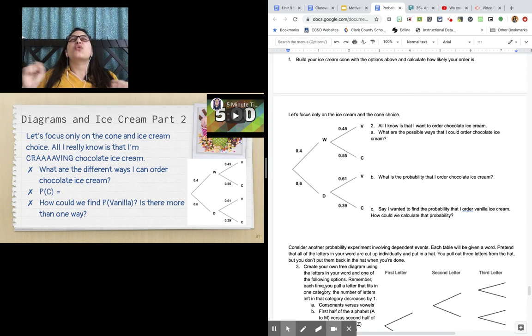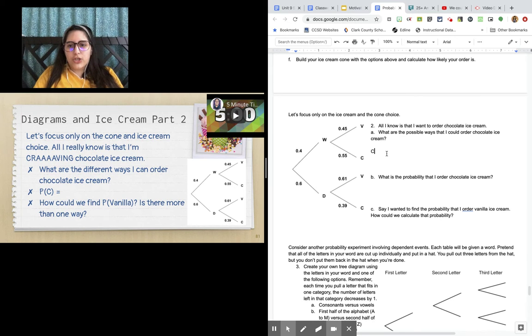That sounds so good right now. I just want some chocolate ice cream. So I want to figure out, okay, what are the different ways that I could order chocolate ice cream? Okay, so let's think about that. What are the different ways that you could order, or not you, me, because I'm in the ice cream shop. So there's lots of different ways that I could order chocolate ice cream, right?